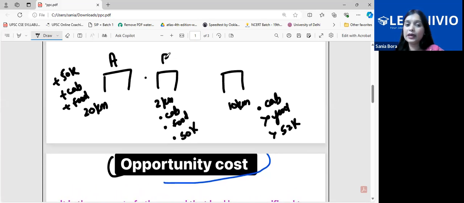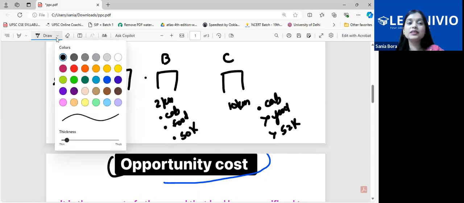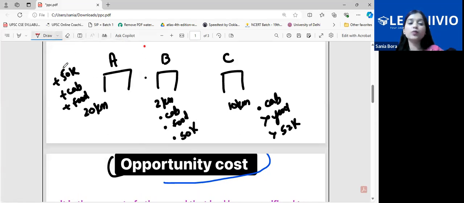Now, we are talking about an example, company A, company B, and company C. In this scenario, company A is giving you 50,000 rupees, cab facilities, food facilities, and it is 20 kilometers away from your home. Company B is giving you cab facilities, food facilities, 50,000, and it is only 2 kilometers away from your home. The third, company C, is 10 kilometers away, with cab facilities, no food facilities, and only 52,000. So among these companies, which one do you choose? Tell me, if you have to make a decision, which one you will choose?